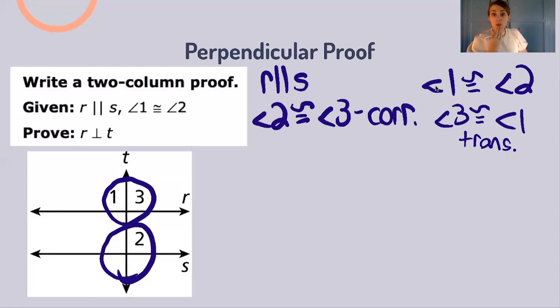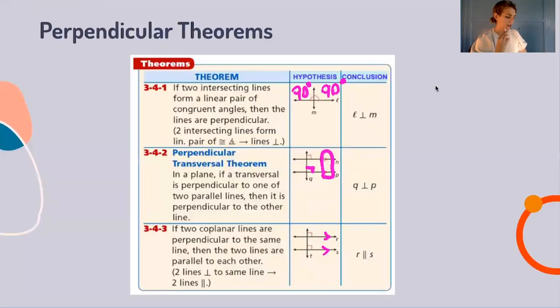So now I'm going to look at what I want to prove. I want to prove that R is perpendicular to T. I see the information I have and I'm reviewing it. I know that all 3 of these angles are congruent, so I'm going to go ahead and mark that. And then I'm going to go look at my old theorems.